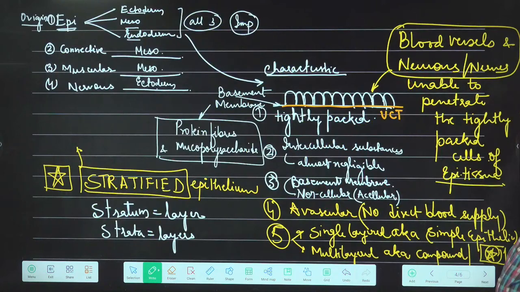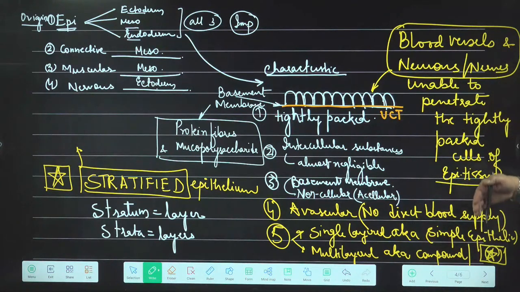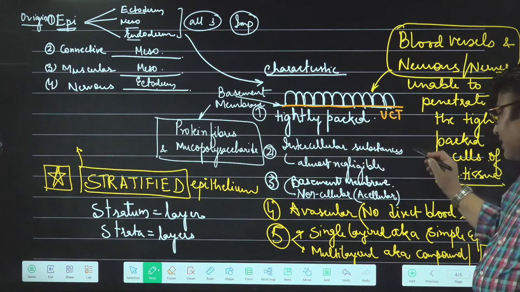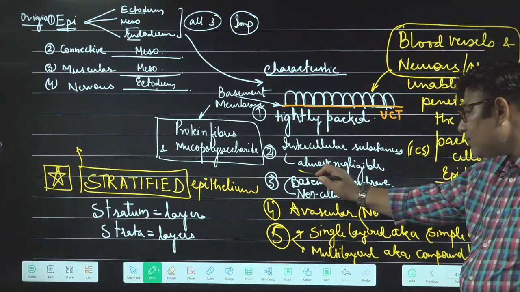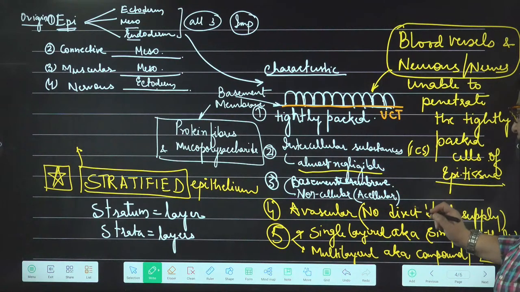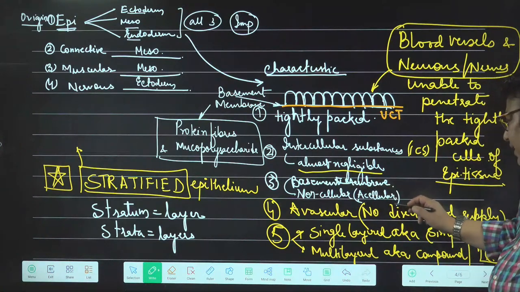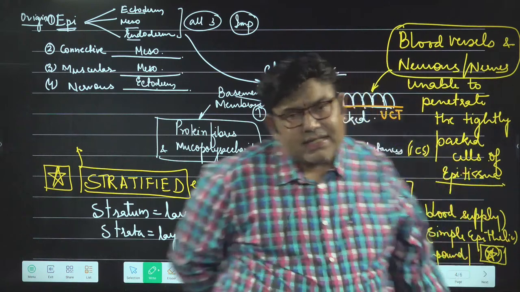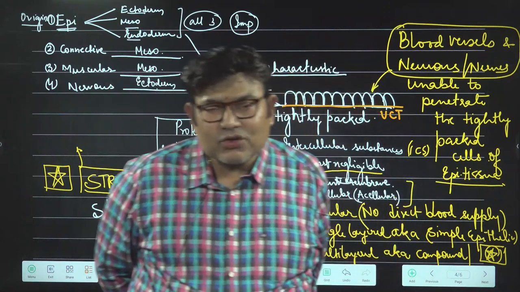Okay, so on this page, the characteristics of epithelial tissue are being discussed. The cells are tightly packed. The intercellular substances, ICS, are very much reduced or almost negligible. Cells lie on the basement membrane, which is non-cellular or acellular. Okay, so if it is acellular, can we say it is non-living? Can we say the basement membrane is non-living?